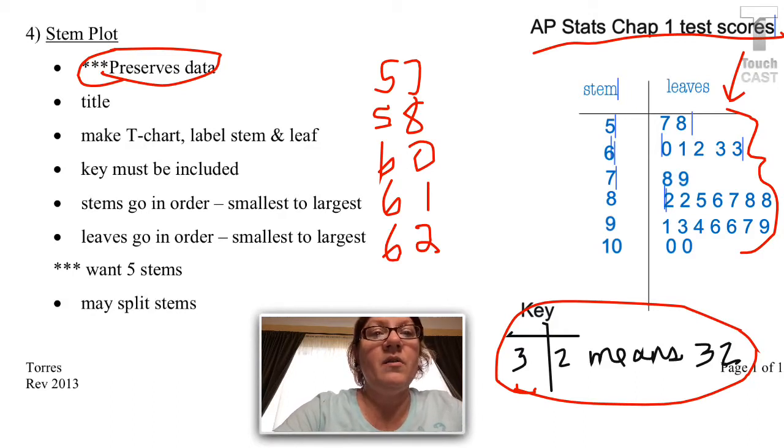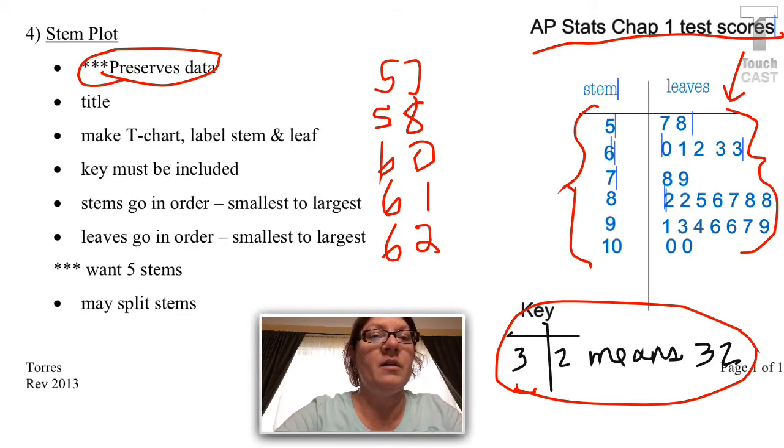Second piece is that you want to make sure that you have 5 stems, a minimum. So over here I notice, oh yeah, I had 6 stems. If I don't, then you're going to have to split them, which we will do in the next diagram.